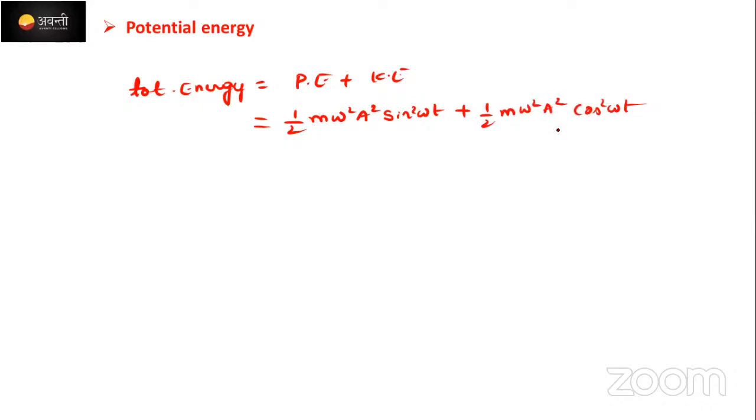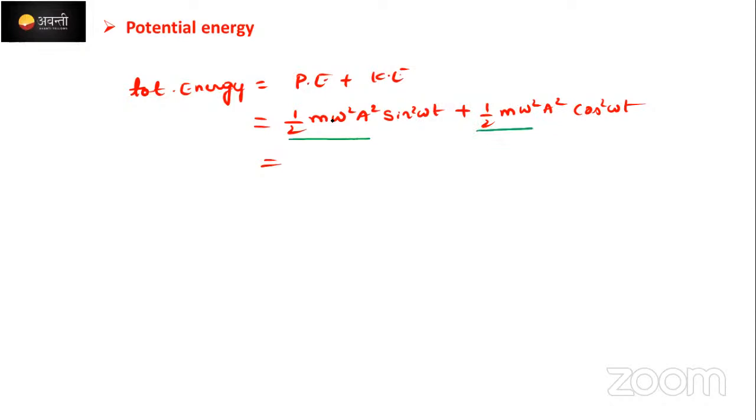Total energy is the sum of the potential energy plus kinetic energy. Potential energy के लिए फार्मूला क्या था? half m omega square a square sin square omega t, plus kinetic energy के लिए half m omega square a square cos square omega t. क्लियर है ना. देखो इधर half m omega square a square दोनों साइड में, मींस दोनों टर्म में कॉमन है.